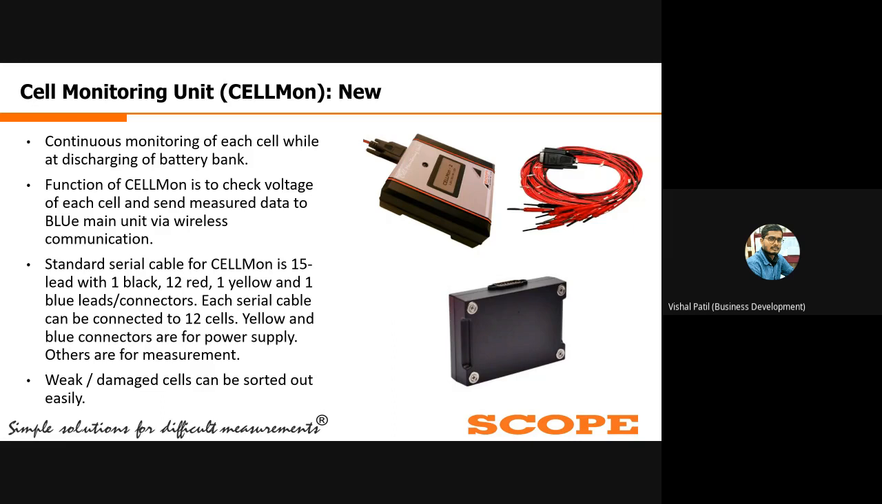For example, you have a 220 volt battery bank consisting of 2 volt cells. So a total of 110 cells are present in your battery bank. Then you require a total of 10 cell monitoring units to monitor all the cells of your battery bank. So this is the cell monitoring unit.